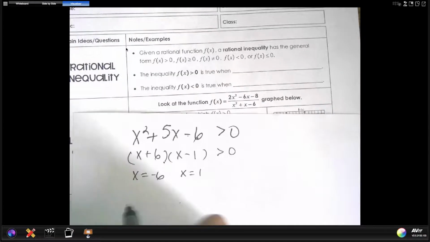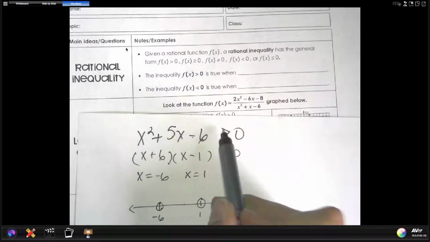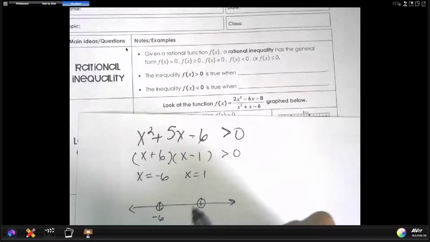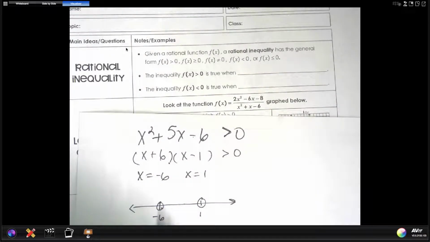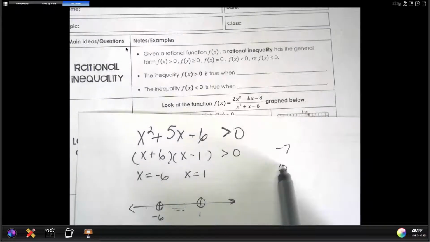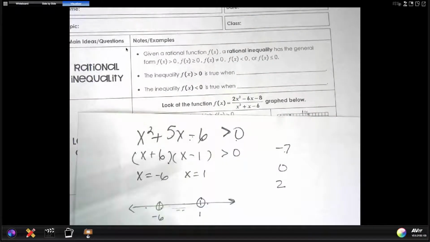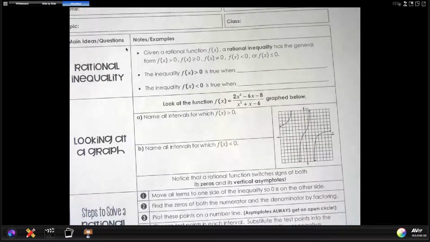And then what we did is we made a number line. We had -6, we put an open circle on -6. And then we put on 1, we put an open circle because it was greater than. If it was equal to, then we put a closed circle. And then we found test points. So we picked a point to the left of here, let's say -7. We picked one in the middle, 0, and we picked one at the end. And then we plugged it in. If it made the equation true, we shaded it. If it didn't, we did not. And then we put it in interval notation. So that's what we're going to do here.